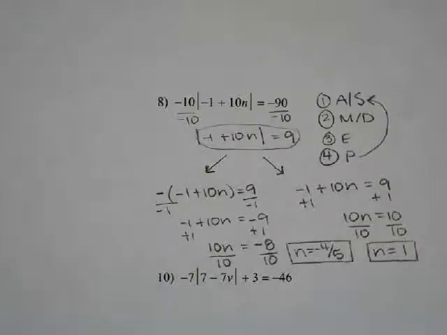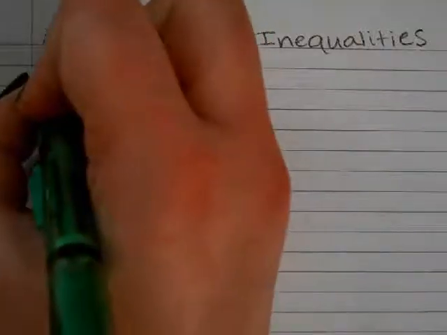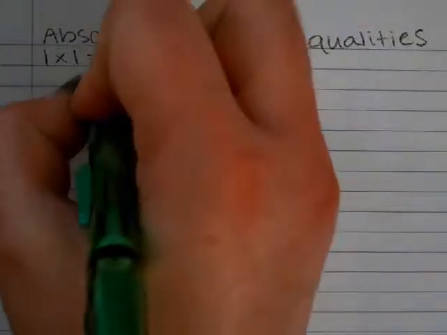So we know from last night's notes that the absolute value of x equals 0, that what that literally means is the distance.